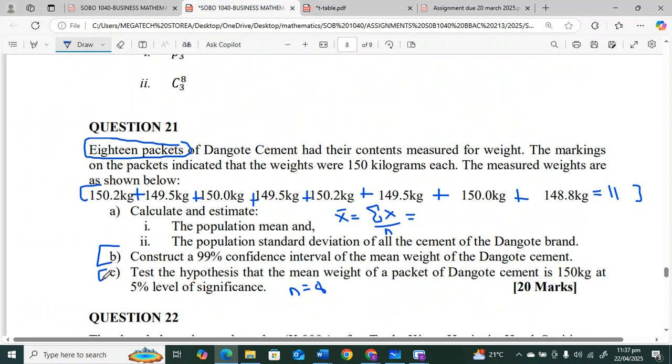Part C, we're conducting a hypothesis test now. Test the hypothesis that the mean weight of a package of Dangote cement is 150 kg at a 5% significance level. So let's see those who remember what we did last time. Colleagues, what is the first step for a hypothesis test?